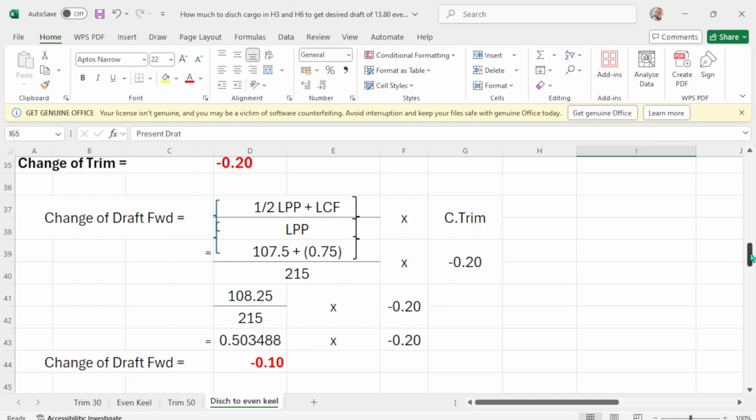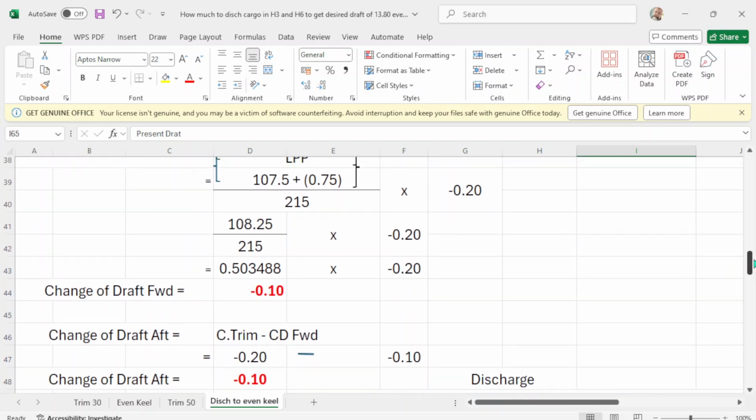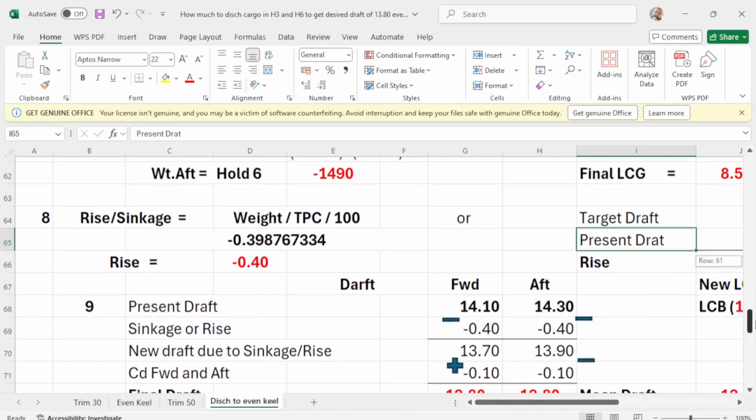Okay, since we have already the change of drop forward, we have to take out the change of drop up, which is this one. So change of drop up equals your change of trim minus your change of drop forward. So your change of trim is negative 20 minus your change of draft forward of negative 0.10, and your change of draft up is negative 10. Okay, so we apply this change of draft up, forward and up.